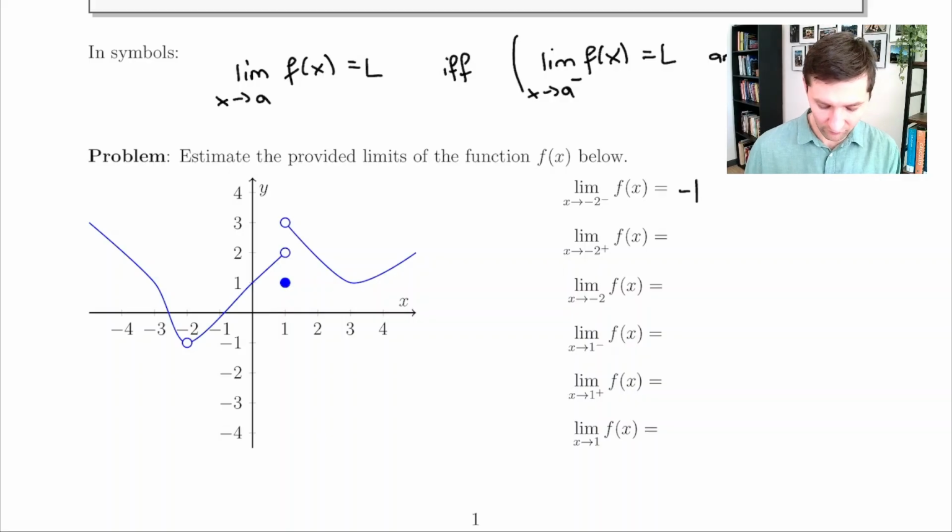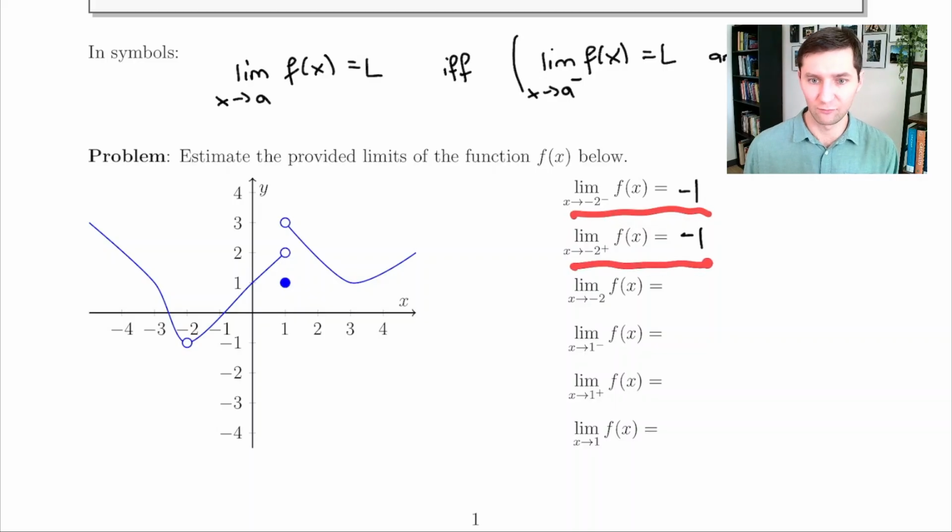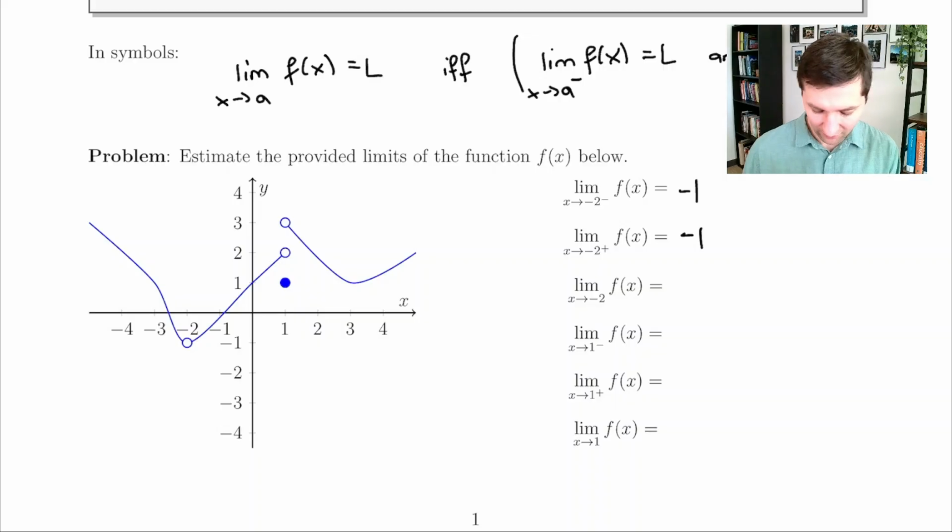Now I must find the right-hand limit at -2. I approach -2 from the right, and I see that the outputs of my function get closer and closer to -1. The left-hand limit is -1. The right-hand limit is -1. This means I can conclude that the general limit at -2 exists and also equals -1 by the theorem we just discussed.